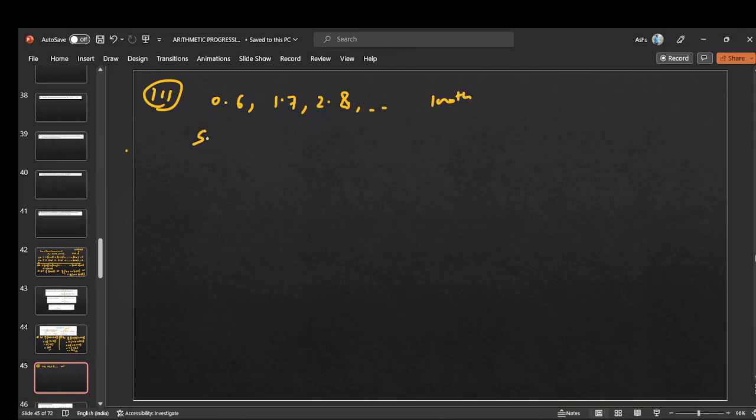Now S100 will be 100 by 2, then 2 into 0.6 plus n minus 1, that means 99, into d. What will be 7 minus 6? It will be 1, that means 1.1. Clear? That means 1.1.